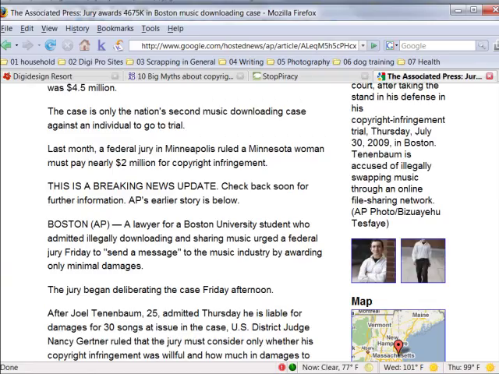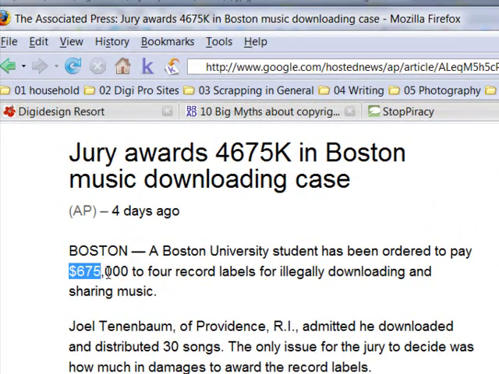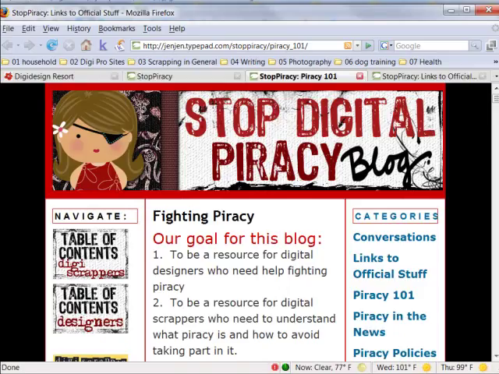And to prove that point, this past week, a jury awarded a total of $675,000 to 4 record labels. Some college kid now owes almost $750,000 for sharing 30 songs with his friends. So piracy is serious, and we just need to talk about copyright so we understand what it is so we don't make any mistakes. Another great resource for you is the Stop Digital Piracy blog. This is a great place to point your friends to if they don't understand copyright and would like to understand what piracy is all about.